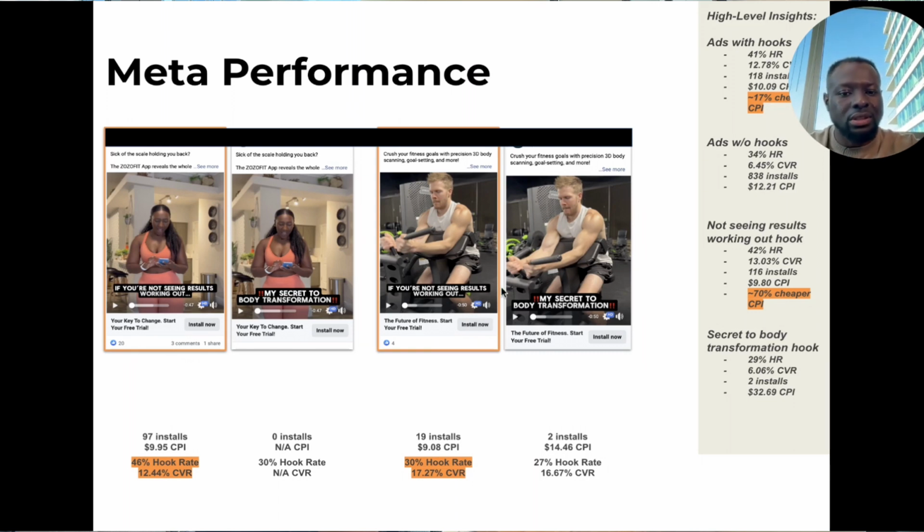We took the same example and tested this on a male. It's the same hook, using the same captions: "If you're not seeing results working out" and "My secret to body transformation." Now let's look at the metrics again. This one is clearly our winner, this hook of "If you're not seeing results working out," because out of these two, this one has the highest hook rate. This one has 30%, this one has 27%. Not by a great margin, but still, this is the one with the higher rate, which leads to more app installs.